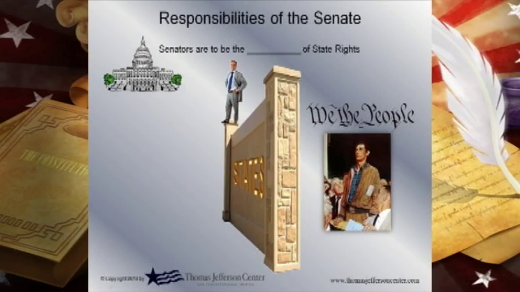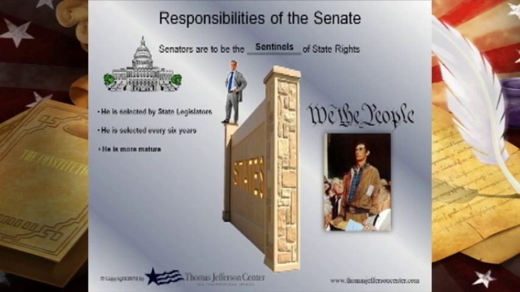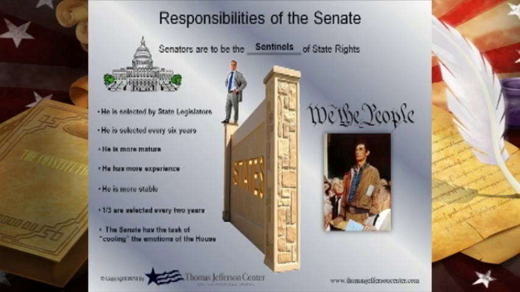Now the responsibilities of the Senate. The senators are to be the sentinels of states' rights. He is selected by the state legislators. He is selected every 6 years. He is more mature. He has more experience. He's more stable because only 1/3 are selected every 2 years. And the Senate has the task of cooling the emotions of the House, as Washington explained to Jefferson.